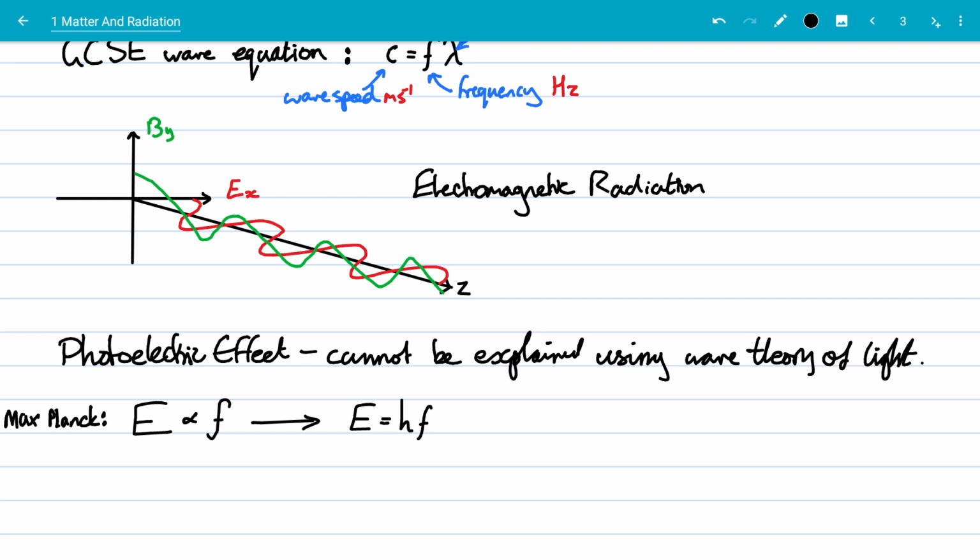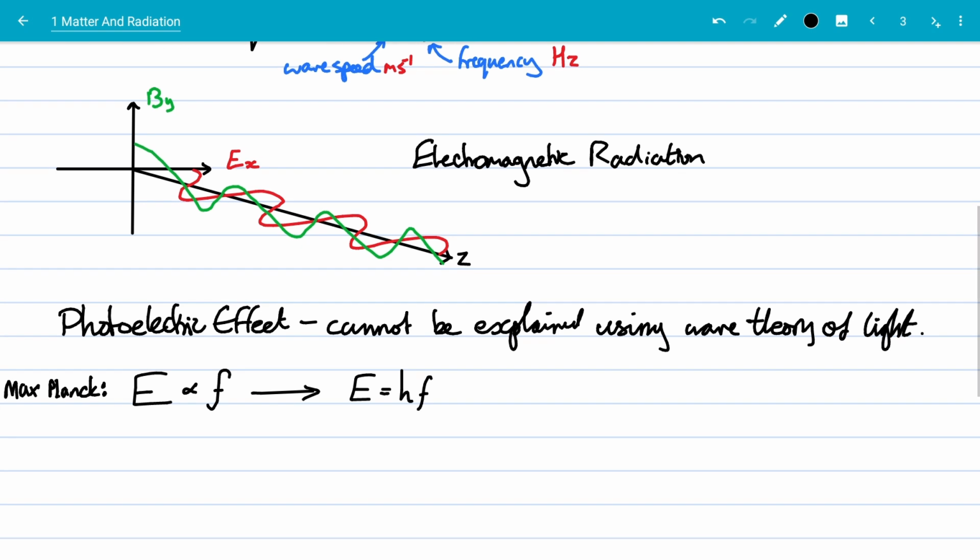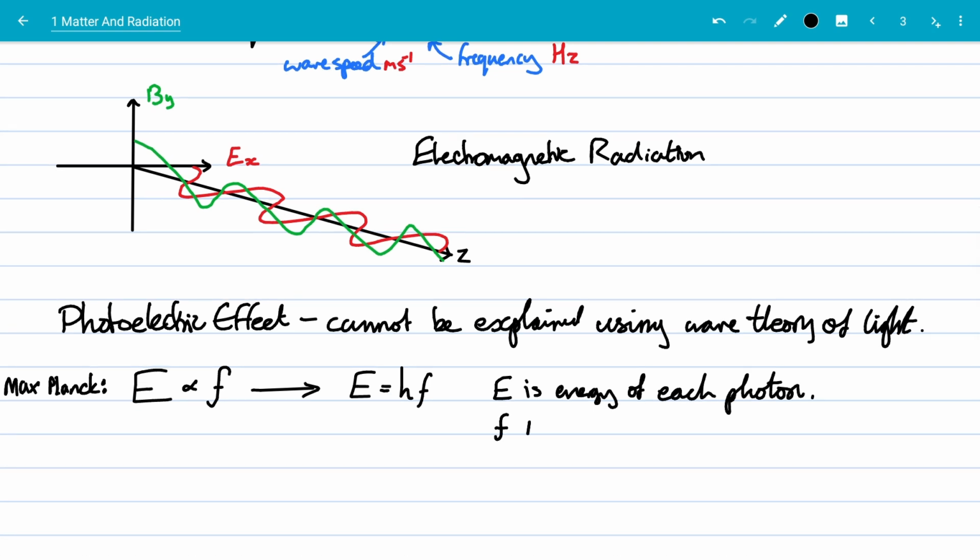What Albert Einstein did is he looked at that and said, well, what if everything is like that? What if light is like that? What if light comes in discrete packets, and we can call them photons now, and those photons each have an energy E. So E is the energy of each photon, just like that. And then f would be the frequency of the radiation, of, let's say, EM radiation.